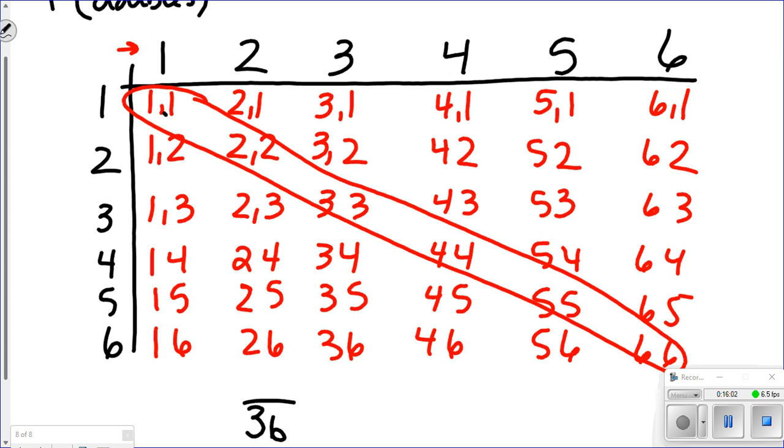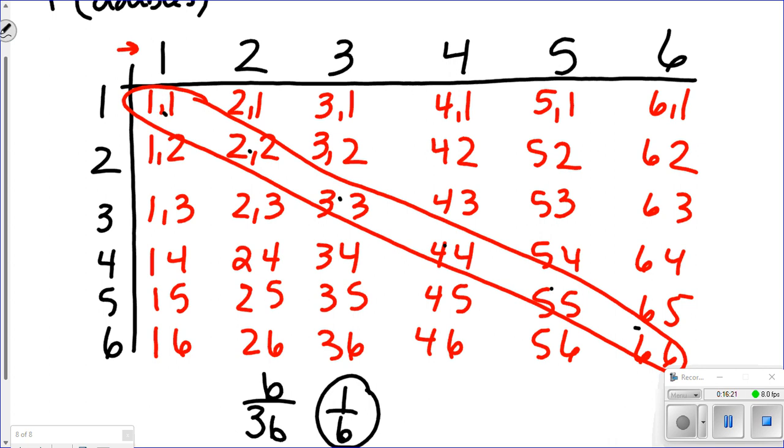1, 2, 3, 4, 5, 6. 6 out of 36, which will reduce to 1/6. So I have a 1/6 chance of rolling doubles in a game. So this is how you use a table. A lot of times it works really easy if you're going to use dice or anything, knowing what you need to roll.